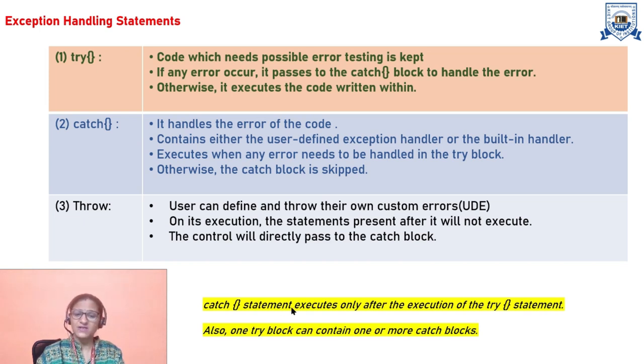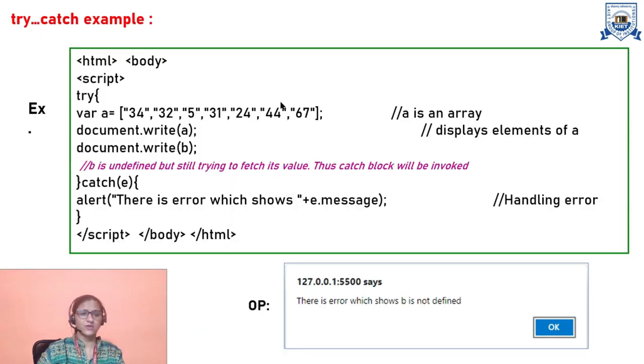So the catch statement executes only after the execution of the try statement. Also, one try block can contain one or more catch blocks. So here in this example, we have taken a variable a which contains some values. We are trying to display the value of a. No issue, a is present. It will display all the elements of a.